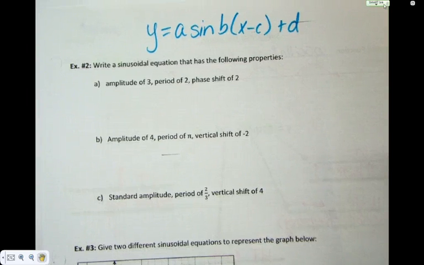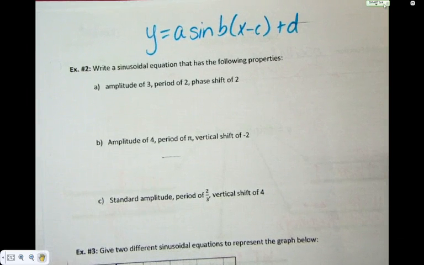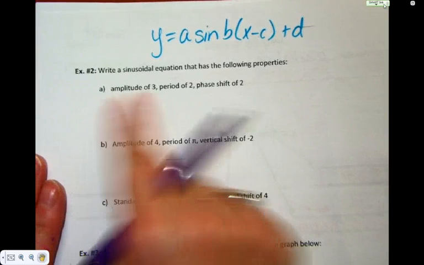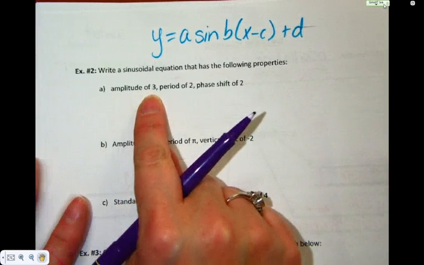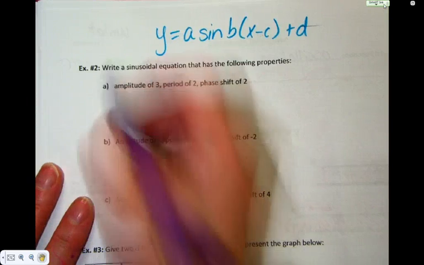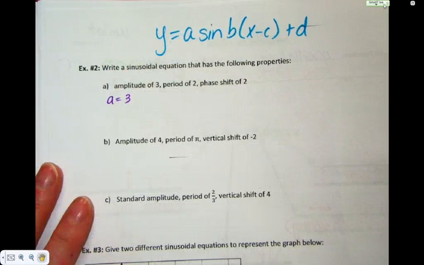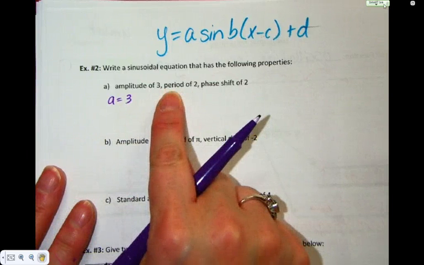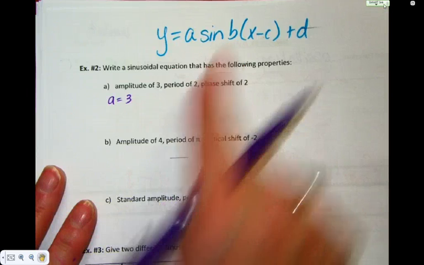You'll figure out when we get down to example 3. At this point, it doesn't matter. Okay, amplitude of 3, is that an A, B, C, or D value? So I know that I'm going to, in a second, have an A equal to 3. Period, does that affect A, B, C, or D? B. Now, it's not equal to B, it affects B.